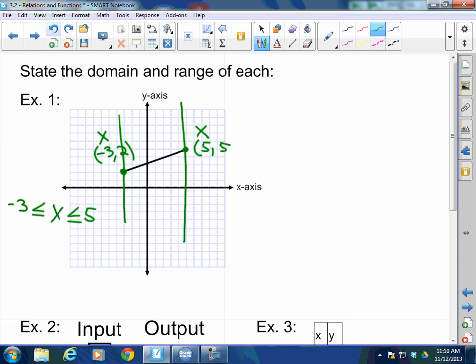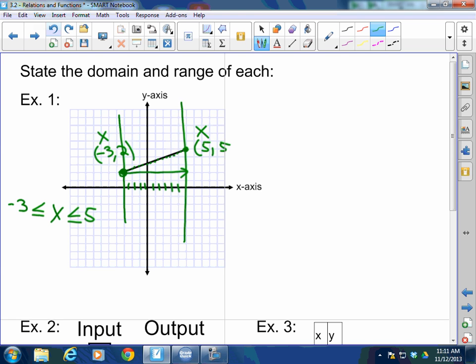So, do you see how to read domain, guys? You read domain by the valid x values. What x values were valid inside of this graph? Well, I went from negative 3 all the way to 5. Weren't all of these x values valid because they all hit a y value? Do you guys see that? Yes, no, maybe, kind of, sort of.